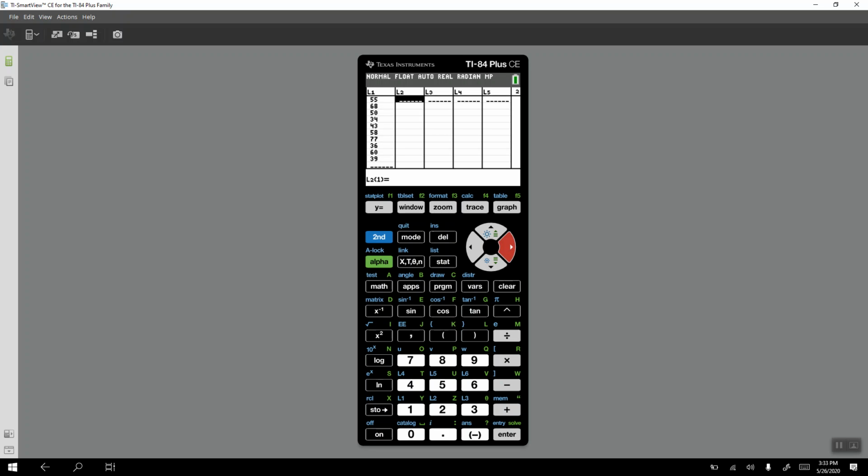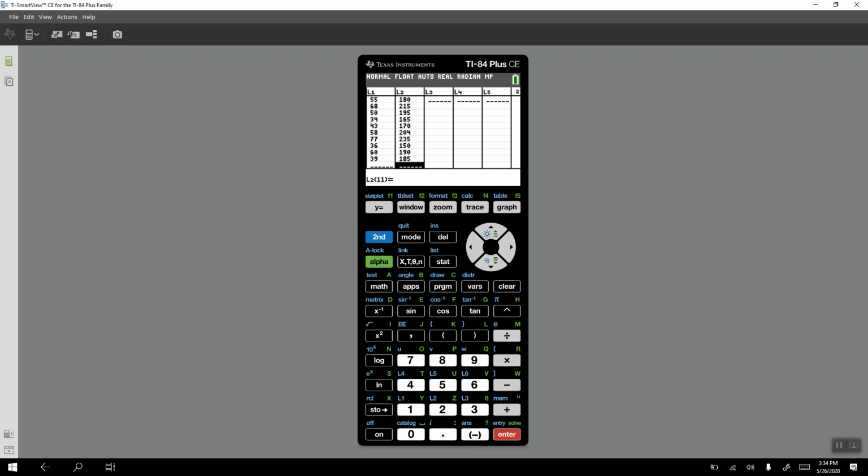I just hit my right arrow. List 2 was 180, 215, 195, 165, 170, 204, 235, 150, 190, and finally 185. There we are. So we got these on our list, list 1 and list 2, like we initially said.